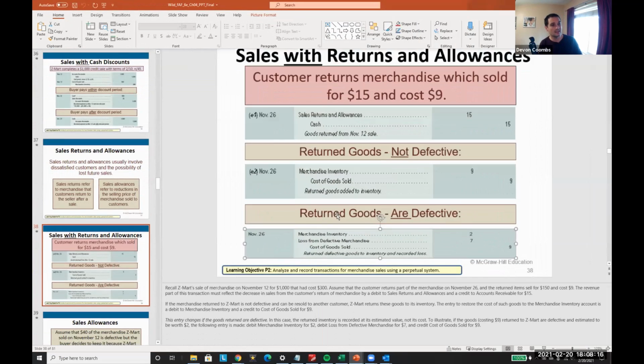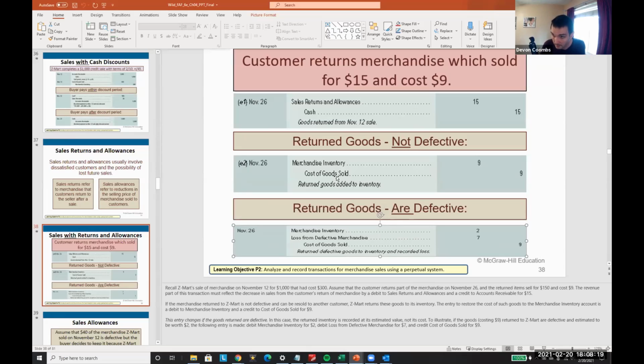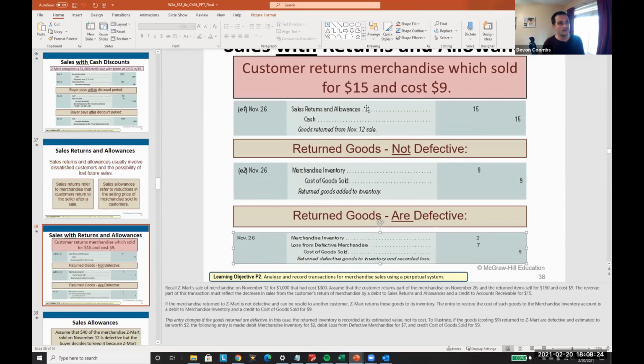So let me focus on this. This can be kind of complex, right? So let's think through this. Does this make sense? And I'll let you all ask questions. So if they return merchandise which sold for $15 and cost $9, there's two pieces here. We have to fix the sales side, our revenue side, and we have to fix the cost side. Does that make sense so far? We have both sides. To fix the sales side, we give back our cash, we credit cash, we give it back to the customer, and we debit sales returns and allowances. This is another contra sales account, similar to what we just talked about, discounts. So our sales will go down $15.